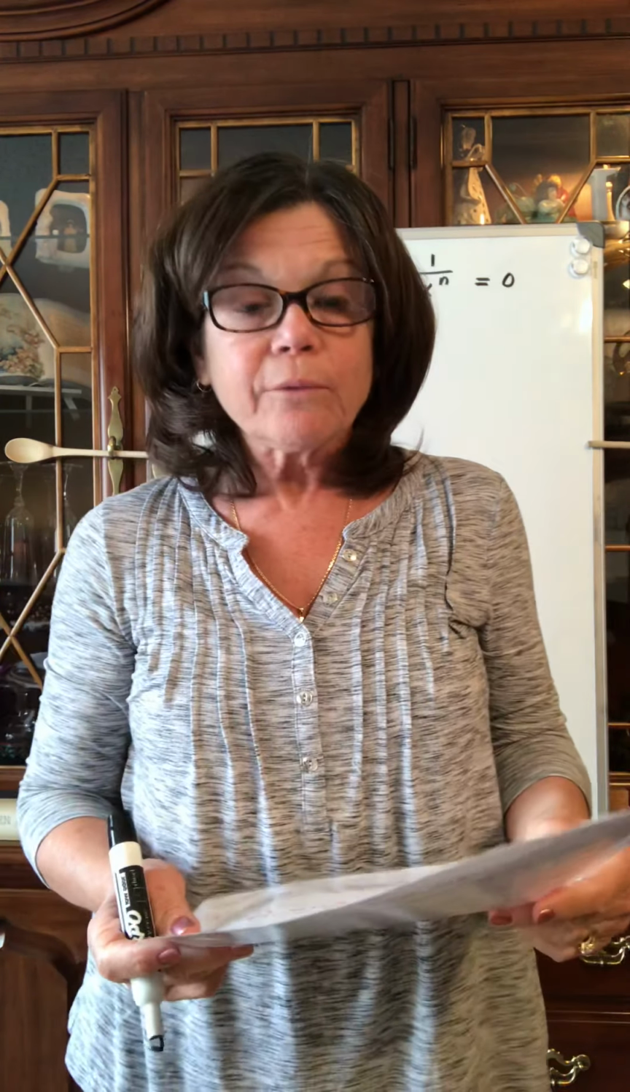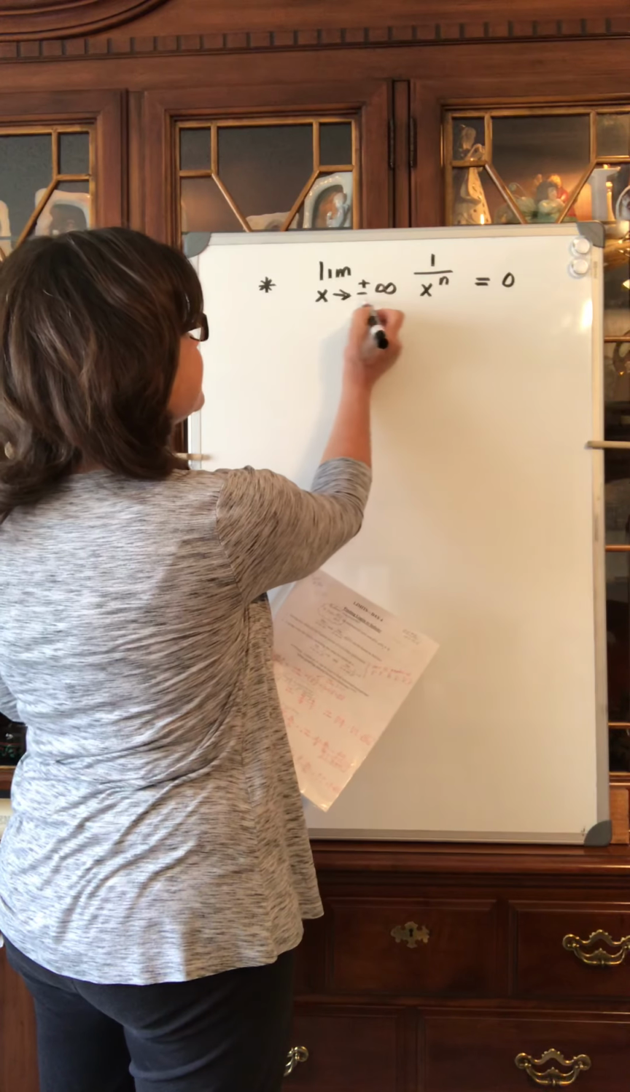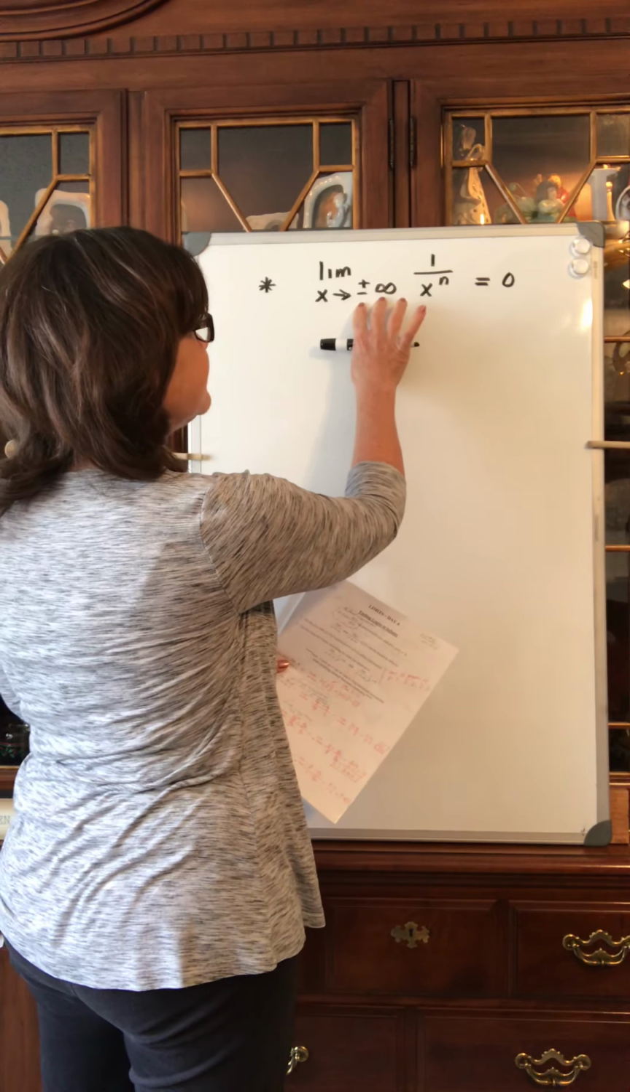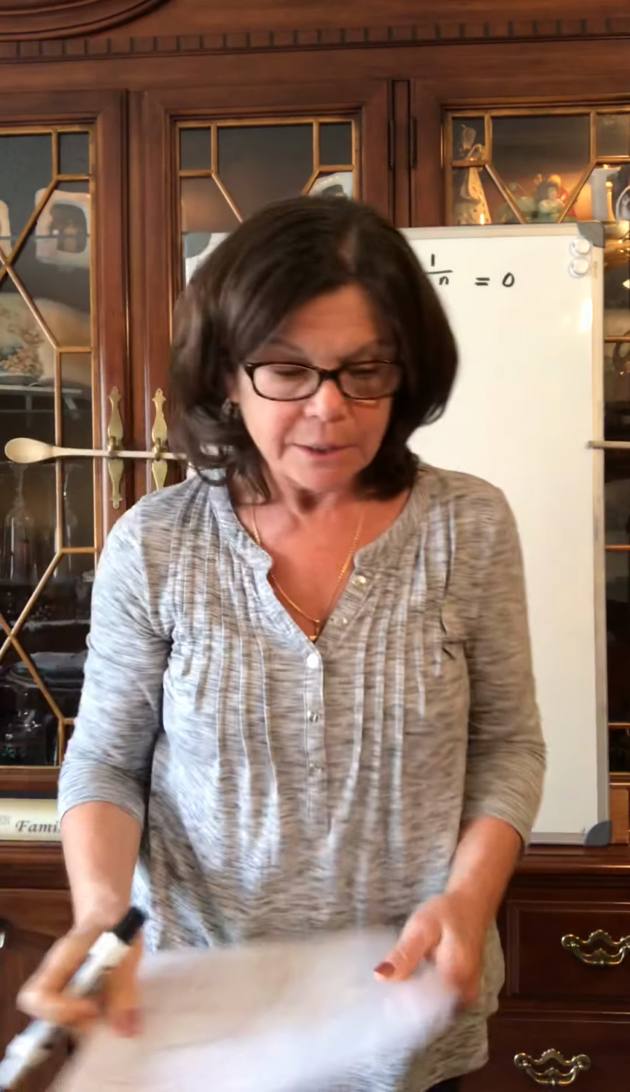So if you have a rational function where the numerator and the denominator are both polynomials, and you're finding the limit as x either approaches positive or negative infinity, what you're going to do is divide both the numerator and the denominator by the highest exponent of x, and you will have to keep in mind that the limit as x is approaching either positive or negative infinity of 1 over x raised to any power at all equals 0.